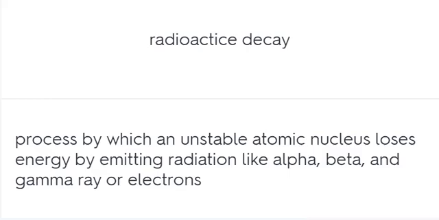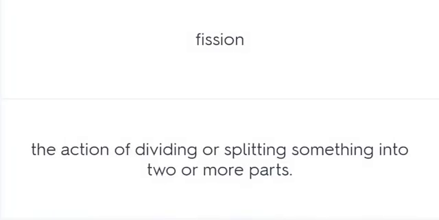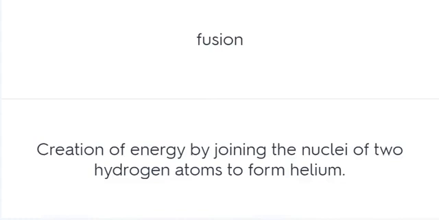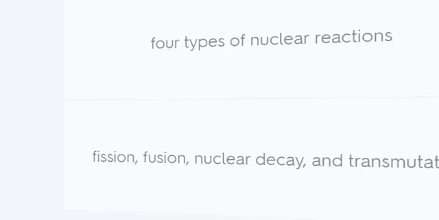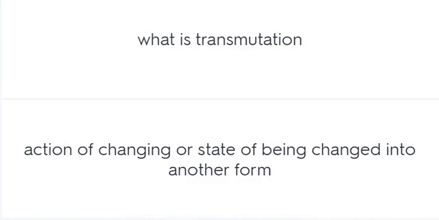Radioactive decay. Process by which an unstable atomic nucleus loses energy by emitting radiation like alpha, beta, and gamma rays or electrons. Half-life. Length of time required for half of the radioactive atoms in a sample to decay. Fission. The action of dividing or splitting something into 2 or more parts. Fusion. Creation of energy by joining the nuclei of 2 hydrogen atoms to form helium. 4 types of nuclear reactions: fission, fusion, nuclear decay, and transmutation. What is transmutation? Action of changing or state of being changed into another form.